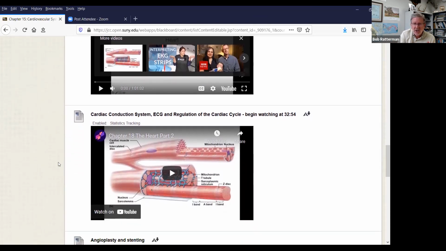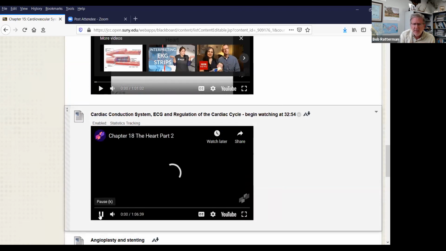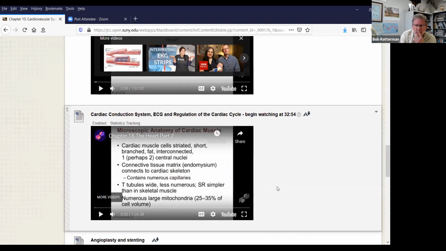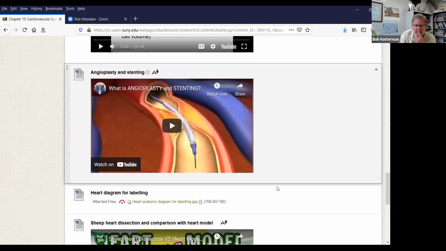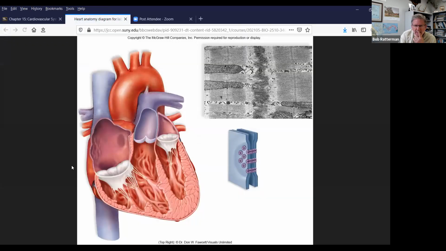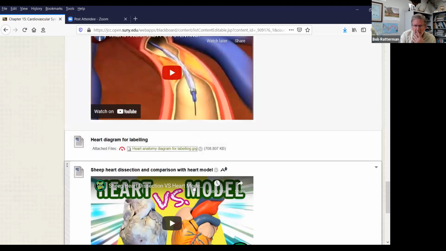And then this section is specifically talking about what we just talked about earlier today, and that is cardiac conduction, ECG, and regulation. The regulation of the cardiac cycle, that might be an interesting segment to watch. This is going to be about a half hour long, I think, too. And then we've got angioplasty. Oh, here's the heart diagram for labeling. I was telling you about this. You can print it off and you can label the different chambers, and I think that's really quite nice.